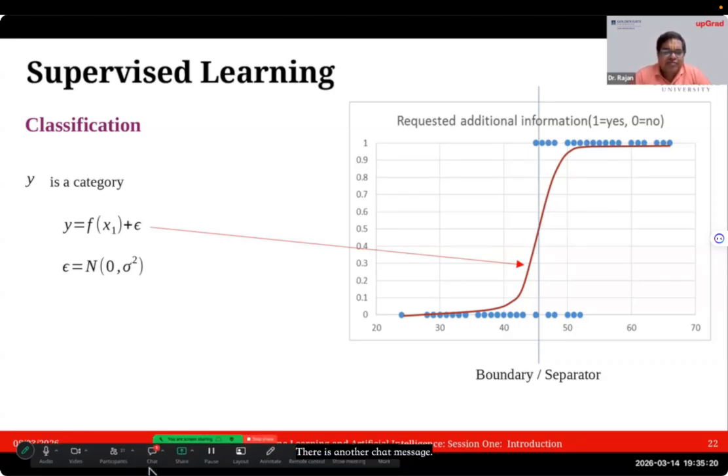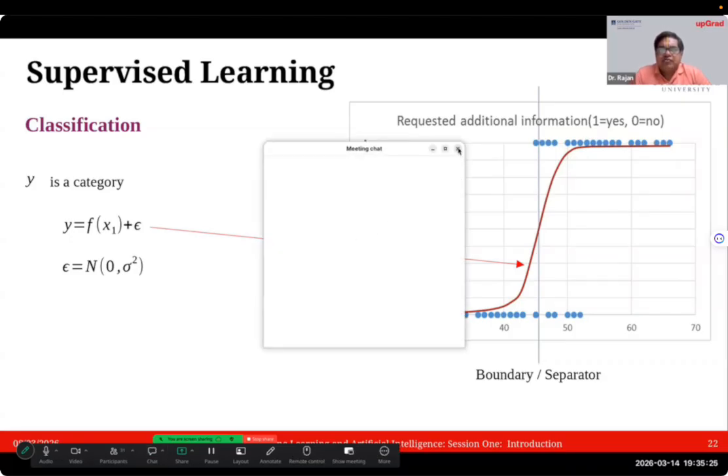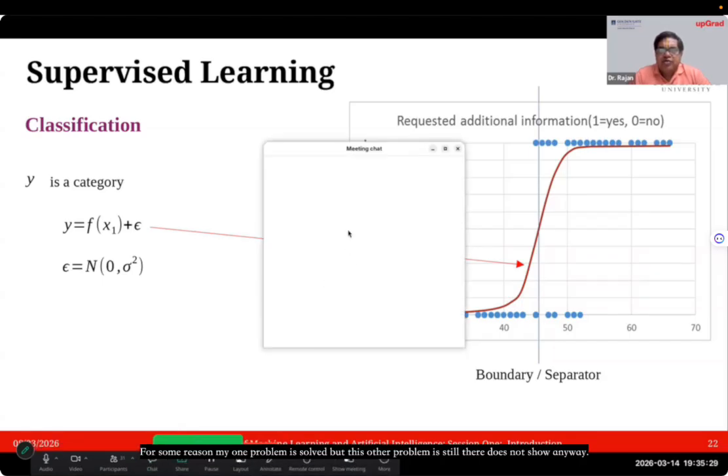There is another chat message. Let's take a quick look at that. For some reason, my one problem is solved, but this other problem is still there. Doesn't show up. Okay, anyway.